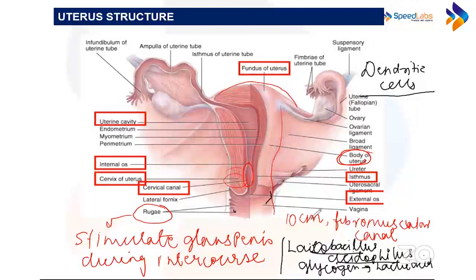So once again I am repeating. We did the oviduct, the different parts of the uterus, the walls of the uterus, the linings. Then we did the vagina. Yes, Acidophilus is a species. Lactobacillus is the name of the genus, and Acidophilus is the name of the species.